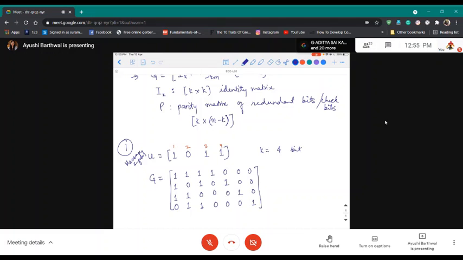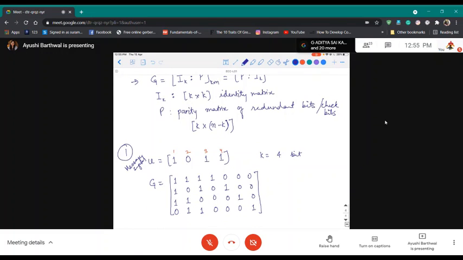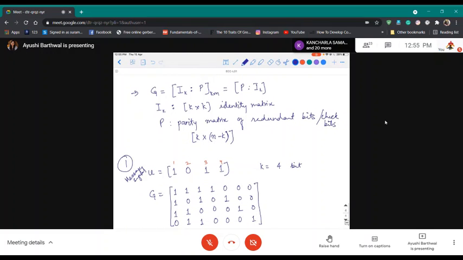Now, how did we define this? Generator matrix is actually used to generate valid code words. So how did we define this generator matrix? You can look at this formula. The generator matrix has an identity matrix and a parity matrix. The identity matrix can come before the bit stream.